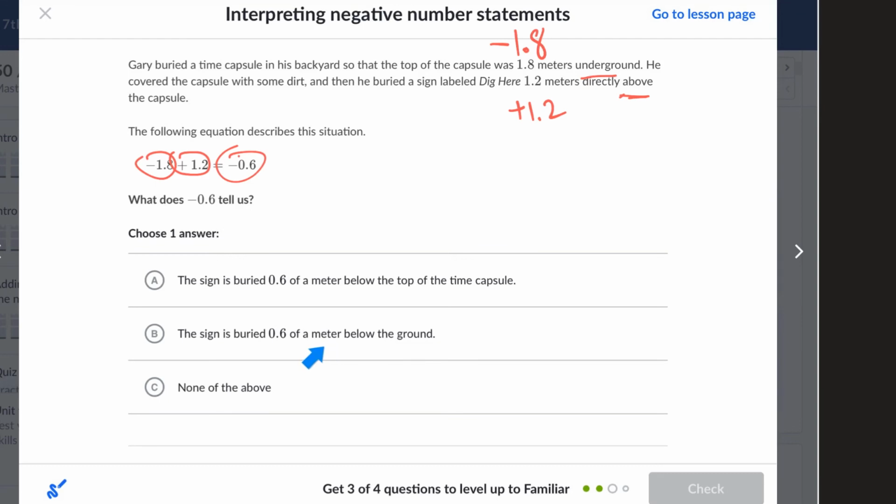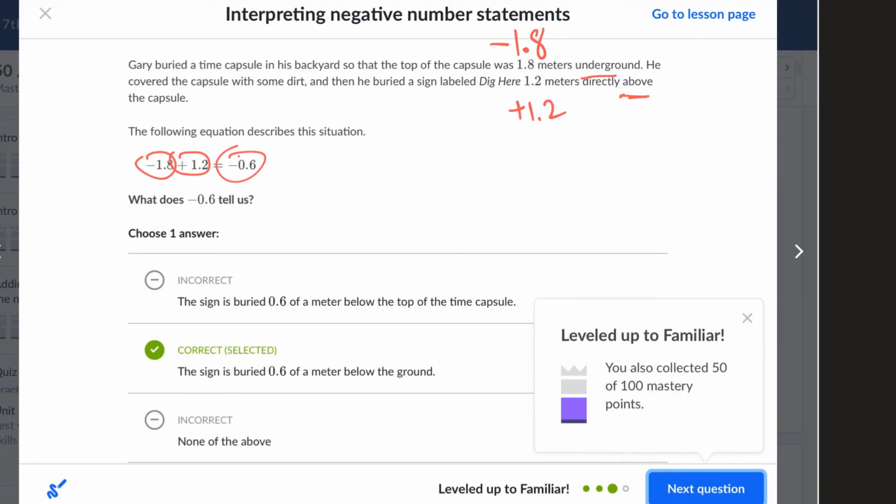Okay, so all right. Yeah, we're talking about below here. And so the way I'm reading this is, yeah, that negative is below ground. And yeah, kind of weird to bury a sign below the ground, but let's see how I fared. Hey, I got it. Okay, so there.